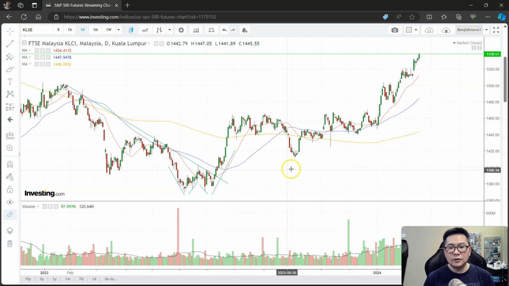Okay, here's a bullish cross, and then here's another bullish cross, and look how the index traded up. So if you want to look for a nice uptrend in the KLCI, one of the hints is that there's going to be a bullish cross. When you see a bullish cross, it's a sign that a nice uptrend is probably coming, and that is what we are having right now.